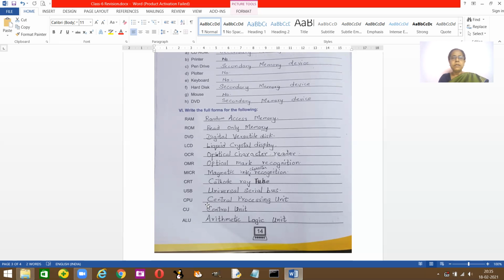I'll repeat. RAM is random access memory, ROM read only memory, DVD digital versatile disc, LCD liquid crystal display, OCR optical character reader, OMR optical mark recognition, and MICR magnetic ink character recognition, CRT cathode ray tube, USB universal serial bus, CPU central processing unit, CU control unit, ALU arithmetic logic unit.